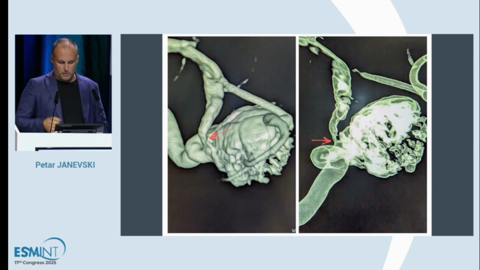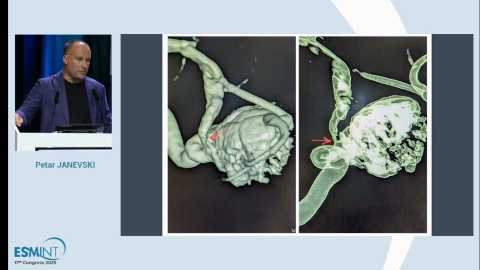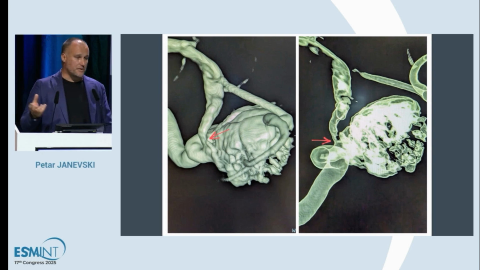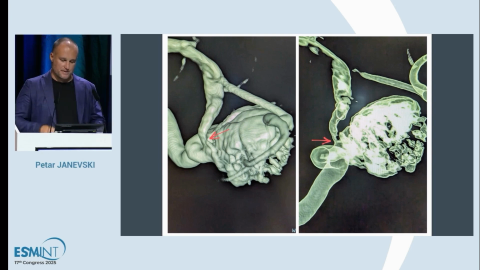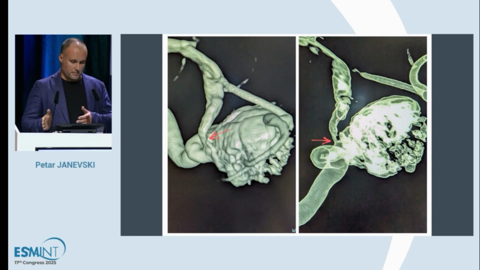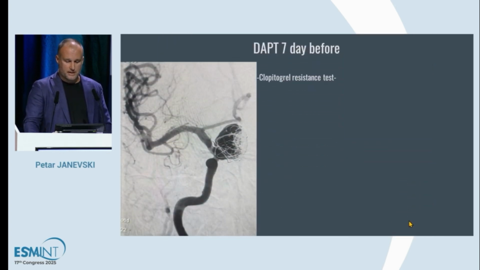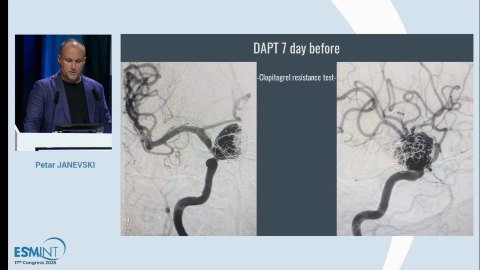So we continued with our plan to put the Flowdiverter here, and hoped that this stenosis is not severe enough or not fibrous, so the Flowdiverter has enough radial force to open it. If not, we were ready. We had the balloons prepared and everything. So we had our plan. 7 days prior to the procedure, the patient was on double antiplatelet therapy, and we did the clopidogrel resistance test, of course.